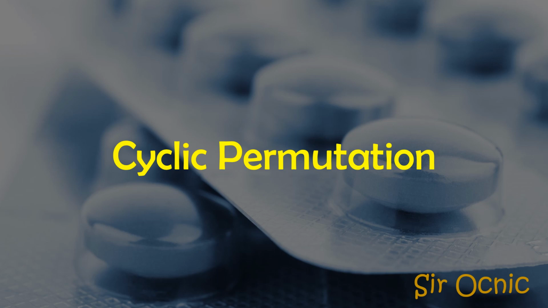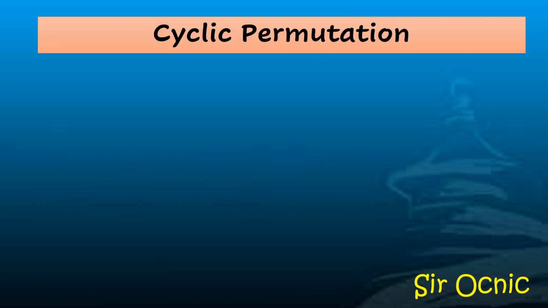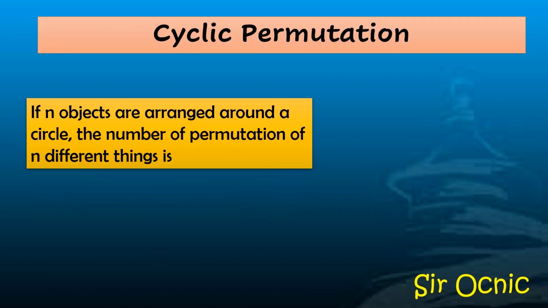Let us now discuss cyclic permutation. A cyclic permutation is a permutation which shifts all elements of a set by a fixed offset, with the elements shifted off the end inserted back at the beginning. If n objects are arranged around the circle, the number of permutations of n different things is the quantity n minus 1 factorial.